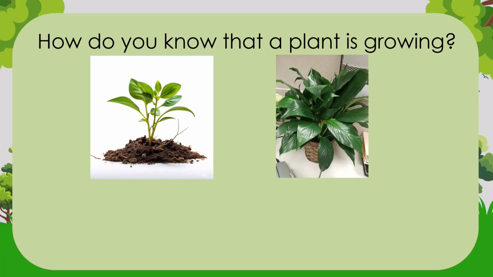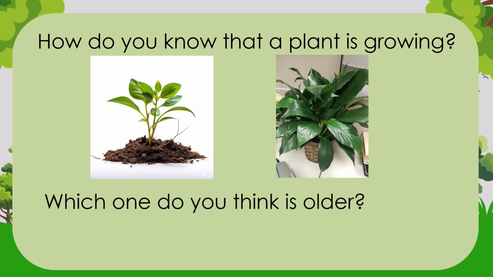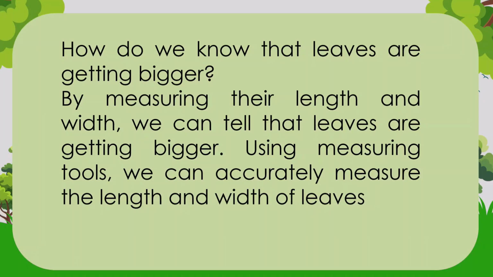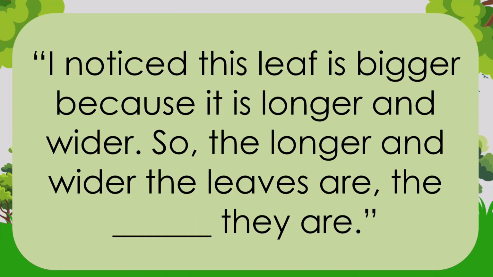How do you know that a plant is growing? Which one do you think is older? And how can you be sure? How do we know that leaves are getting bigger? This is by measuring their length and width. We can tell that leaves are getting bigger using measuring tools. We can accurately measure the length and width of leaves. I notice this leaf is bigger because it is longer and wider. So, the longer and wider the leaves are, the bigger they are.